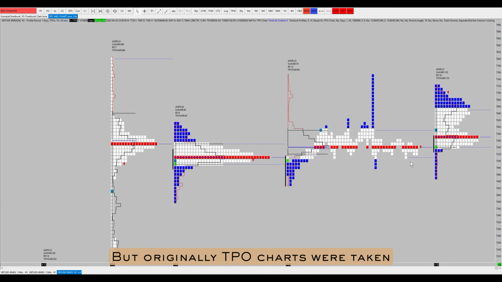But originally TPO charts were taken under the assumption that if we had a lot of these boxes in an area, it meant that we had a lot of volume transacted. So we're talking about time in an area, price, and the amount of volume. But for the sake of that, we're going to talk about the next part of this chart.